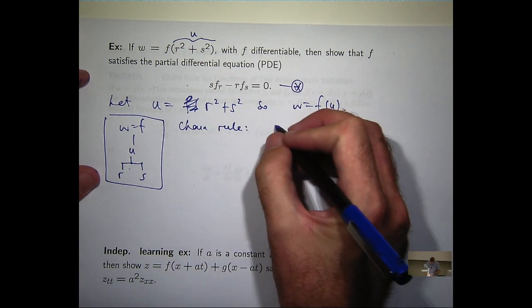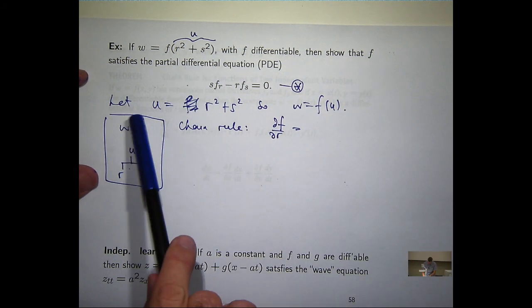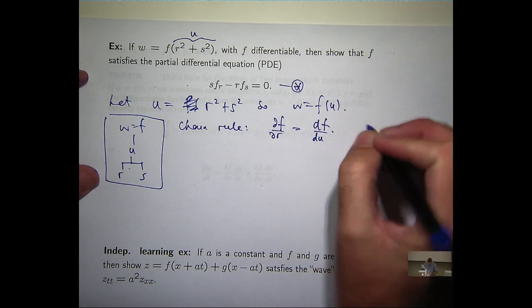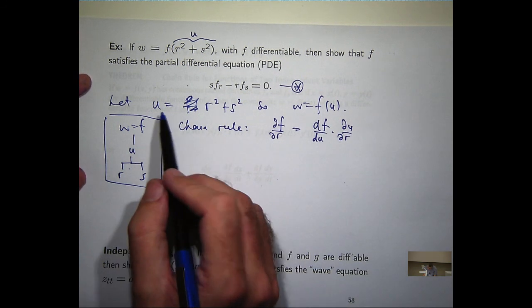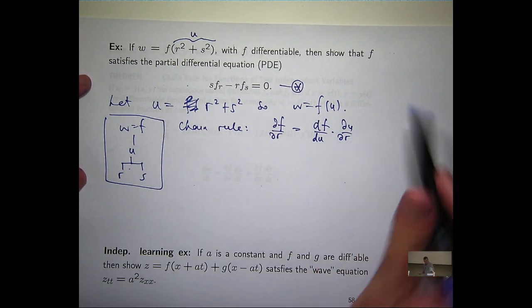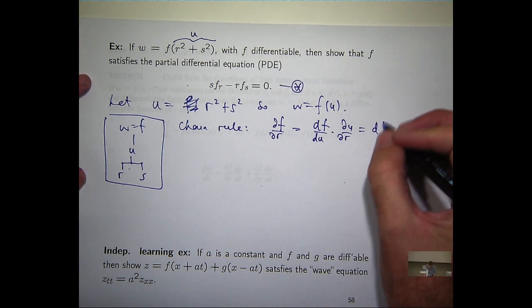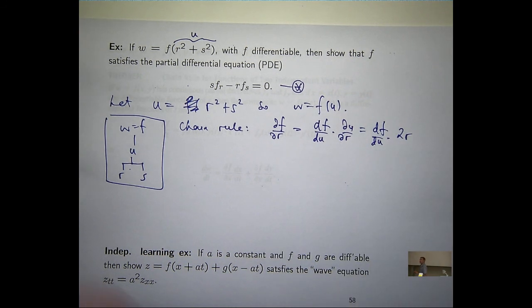Okay, so df dr, let's go down. It's going to be df du times du dr. Now, if you use that, du dr is going to be what? 2r? I don't know what f is, so I can't calculate df du. Who knows what f is? All we know is that it's differentiable.